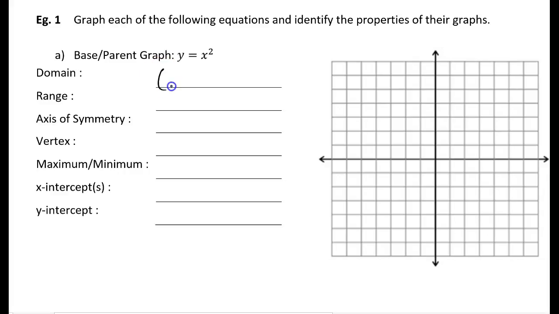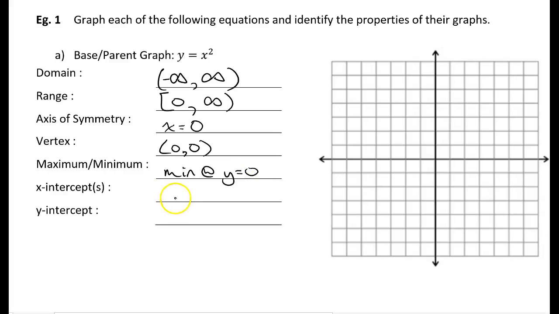So we already know a few things about this graph. The domain is negative infinity to positive infinity. The range goes from 0 to positive infinity. Its axis of symmetry is x equals 0 because the vertex is at (0, 0), meaning that it's opening upwards based on our range. And here's our vertex, so our minimum is at y equals 0. The x-intercept is 0. The y-intercept is at 0 as well. Plot my points, make sure I put my scale in.